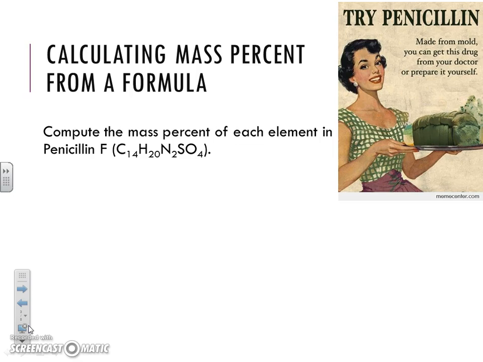To begin, we're going to need to calculate the molar mass of penicillin because we need to use the mass of the compound to be able to calculate the percentage of each element. So the first step is to calculate the molar mass. And if we think back to last week, we will recall that we can calculate the molar mass by using the masses on the periodic table and the number of times every element appears in the compound.